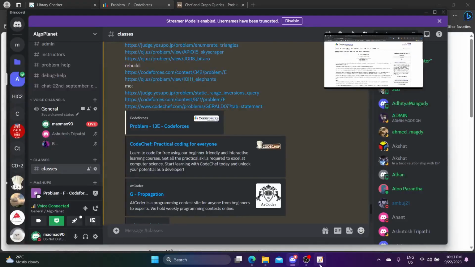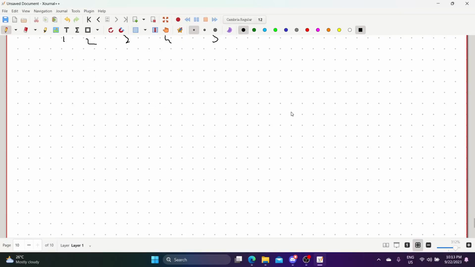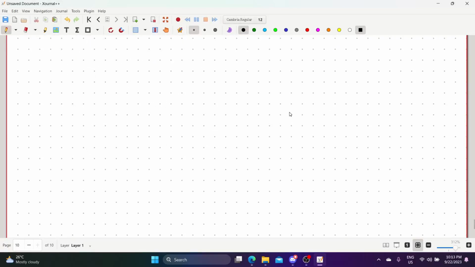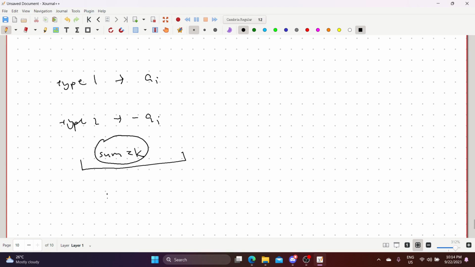Okay, then the way to solve this problem is that instead of type 1 and type 2, if it's type 1, then we let it be AI, and type 2 be negative AI. So what we want to solve now is to find the number of consecutive segments such that the sum is equal to k. And when you think of sum problems, the first thing you need to think of is prefix sum.